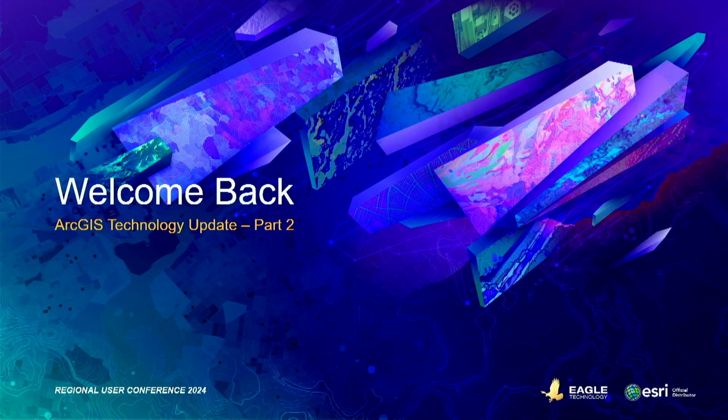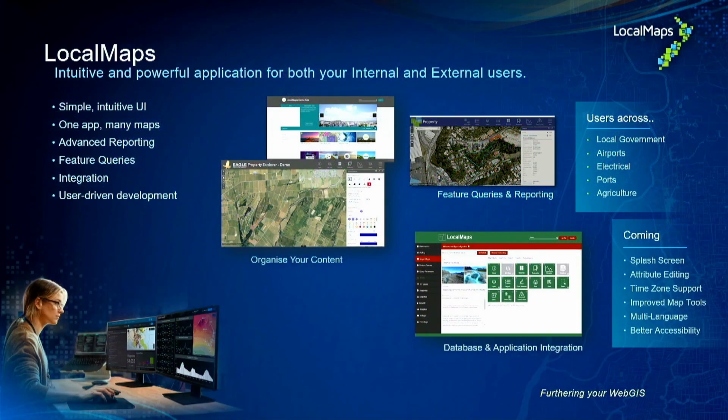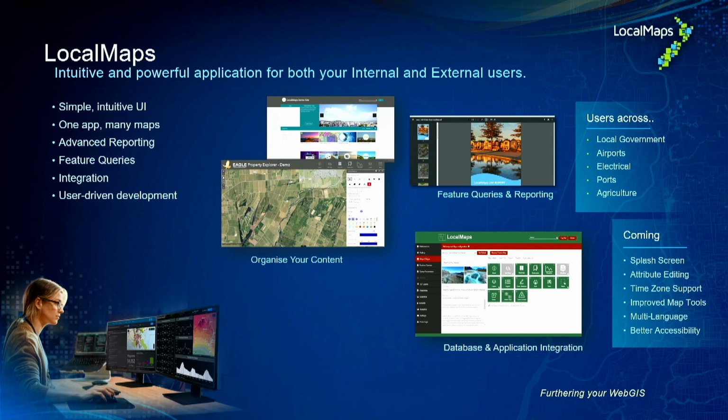Okay, so welcome back to part 2 of the technology update. We're going to look now at some of the additional areas of ArcGIS that we haven't covered so far. Starting off with a technology which is actually a complementary one for ArcGIS, developed not by Esri but by Eagle Technology, called Local Maps. So Local Maps is a web application which is built on the same technology stack as the rest of the ArcGIS applications, but is designed to take your web GIS further.